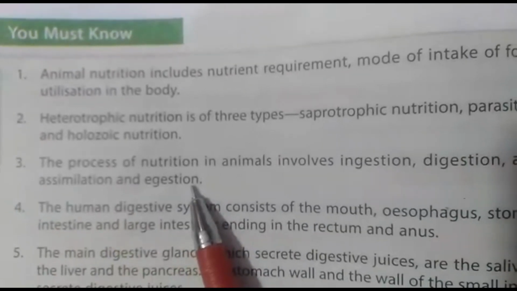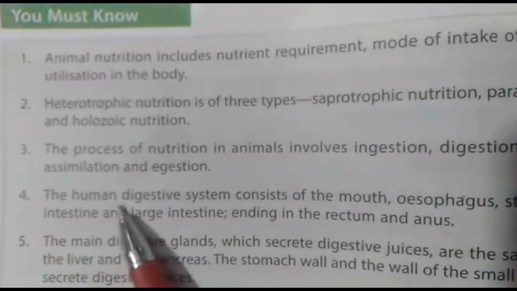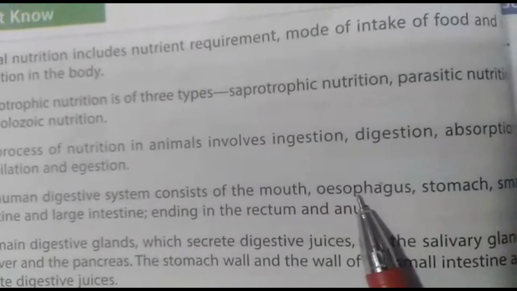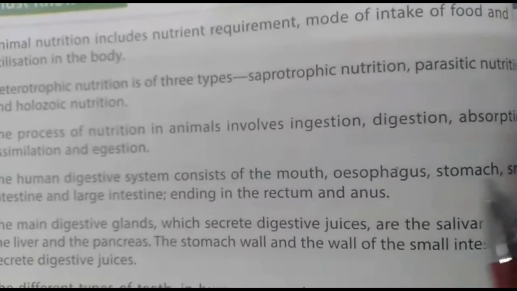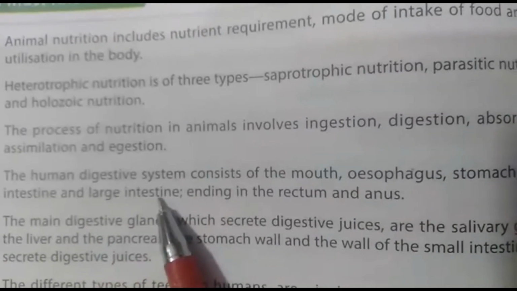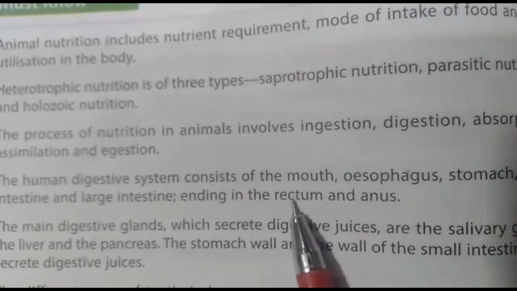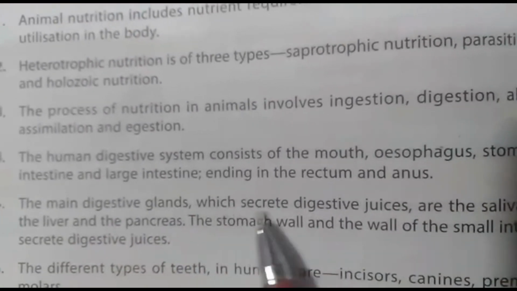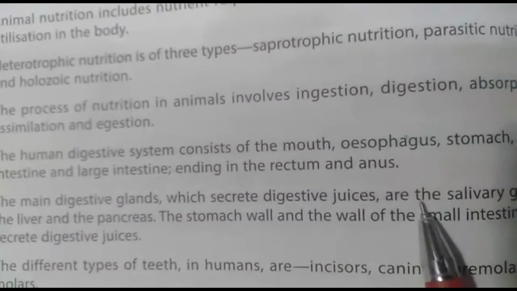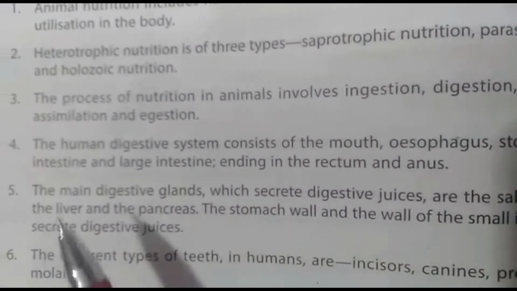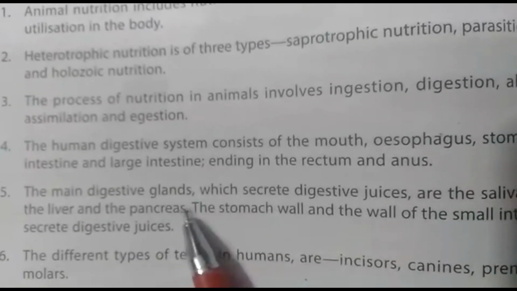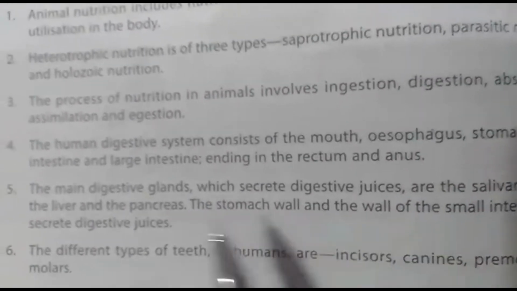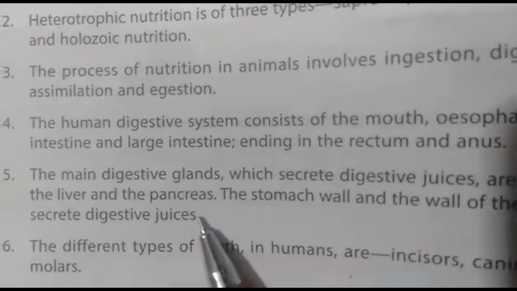assimilation and egestion. Now next, the human digestive system consists of the mouth, esophagus, stomach, small intestine and large intestine ending in the rectum and anus. The main digestive glands which secrete digestive juices are the salivary gland, the liver and the pancreas. The stomach walls and the walls of the small intestine also secrete digestive juice.